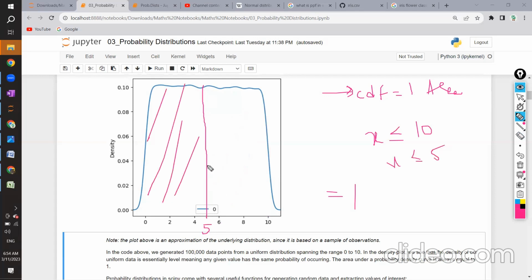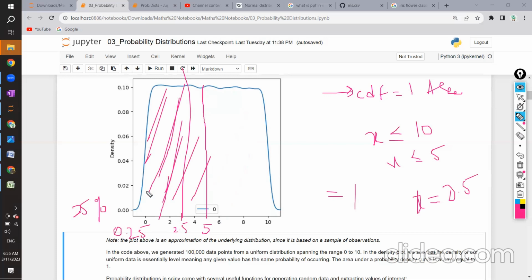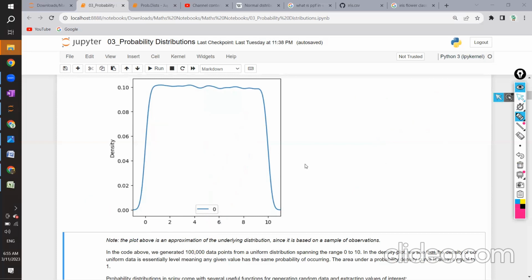Okay, it will consider the half area, so that will be equal to 0.5. Fine. Similarly, if you ask for 2.5, it will consider only this much area, and that will be a probability of 0.25, or 25%. Getting it? So that is the CDF you are getting.